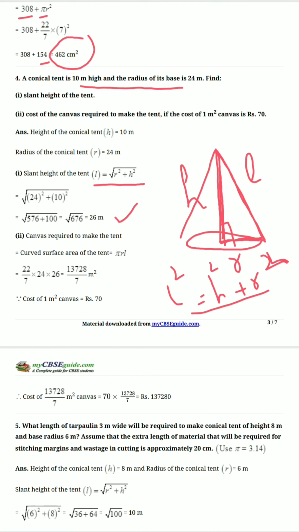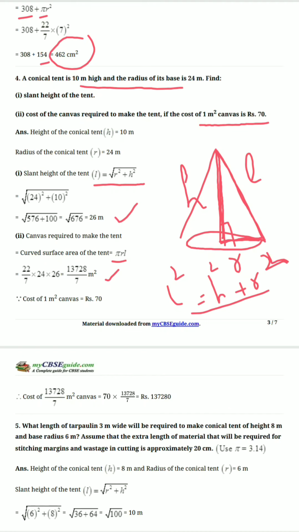So we will calculate pi R L. Now pi is 22 by 7, R value 24 is given, L we have calculated 26. So it is coming 13728 upon 7 meter square. So this is the curved surface area of the cone, or we can say this is the area of the canvas required. Now it is given that the cost of 1 meter square canvas is 70 rupees.